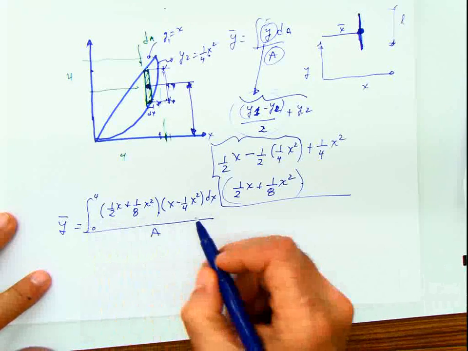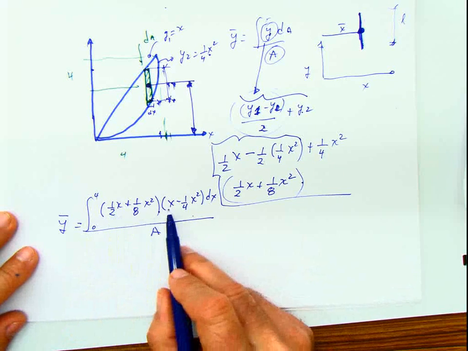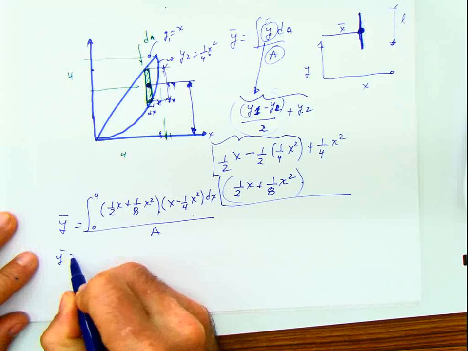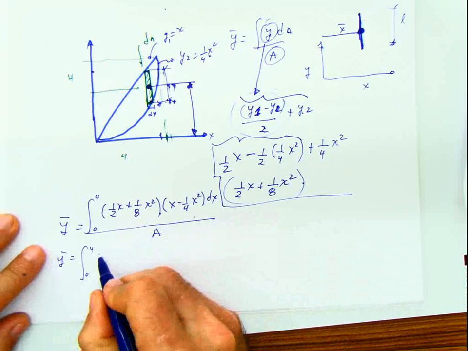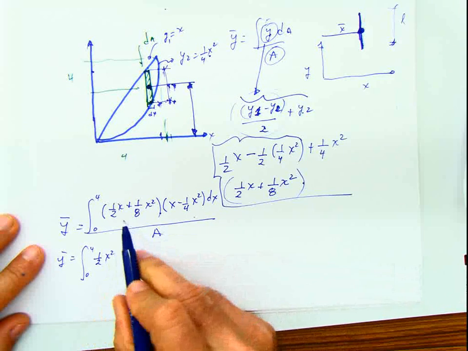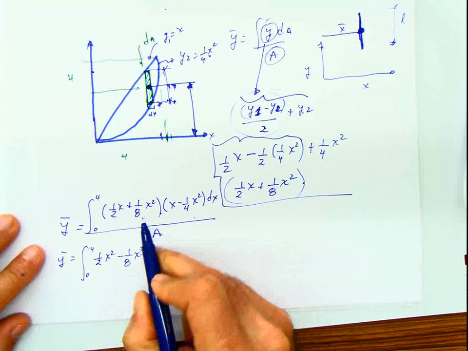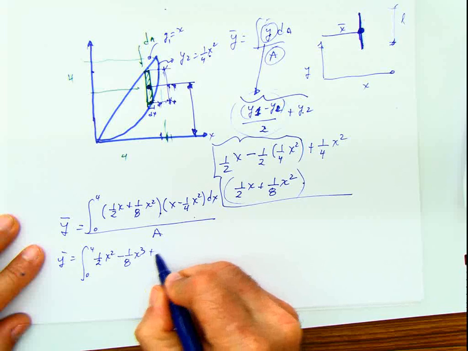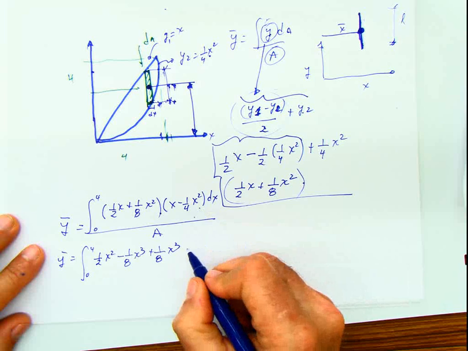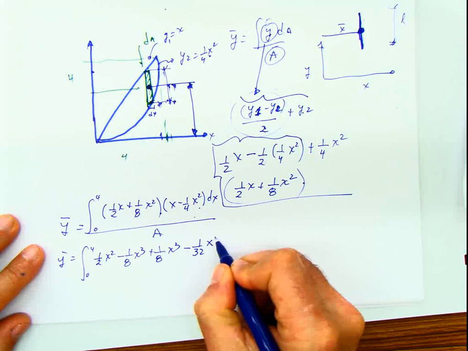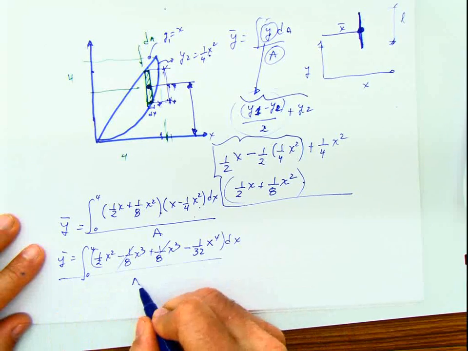You can foil this, and when you foil this, then you're going to have 1/2 x times x. So that means that it's going to be 1/2 x squared. This times this is going to be negative 1/8 x to the third. This times this is going to be positive 1/8 x to the third. And this times this is going to be negative 1/32 x to the 4. This and this cancel out. Everything is multiplied by dx, and everything is divided by area.